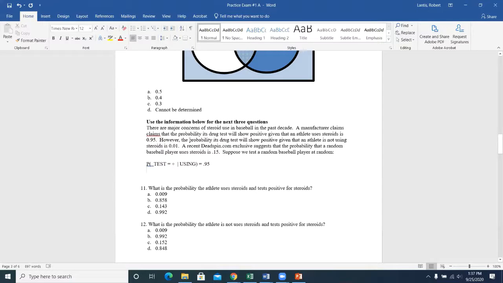The second thing, however, is the probability the drug test shows positive given that an athlete is not using is 0.01. So now we have this exact same thing, it's just now the probability that they are not using. Given that they're not using, the probability the test shows a positive result, or these false positives, would be 1%. Okay.